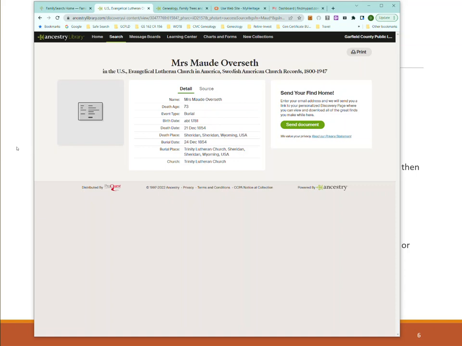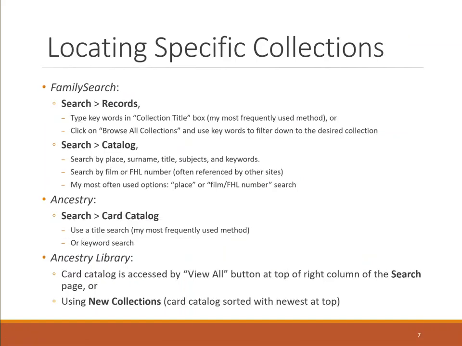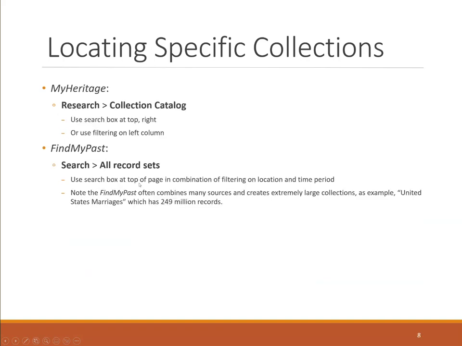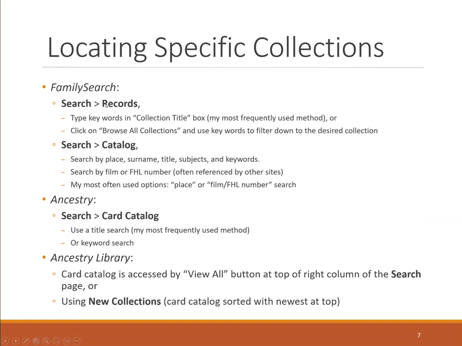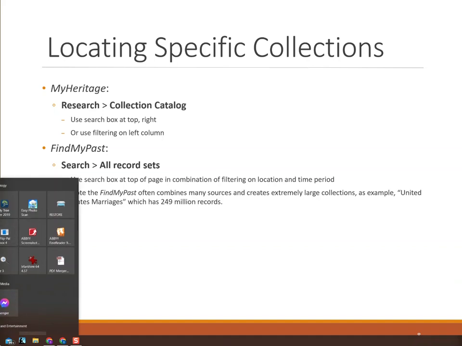So anyway, another lesson for specific searches. So I'm going to go through each of the locations. Here's where you find how you research specific collections. And I'll go through all of them. FamilySearch, Ancestry Library, it turns out it's identical between the two. MyHeritage, and Findmypast. I'm going to step through all of these. I'm going to jump over there and step you through.